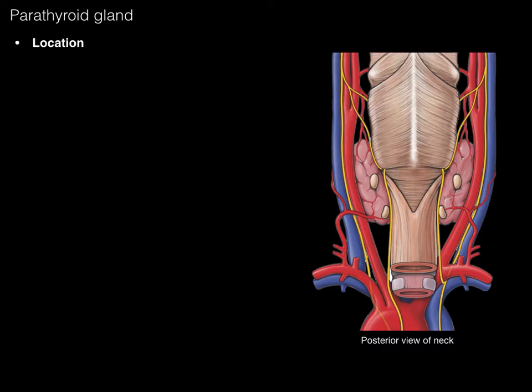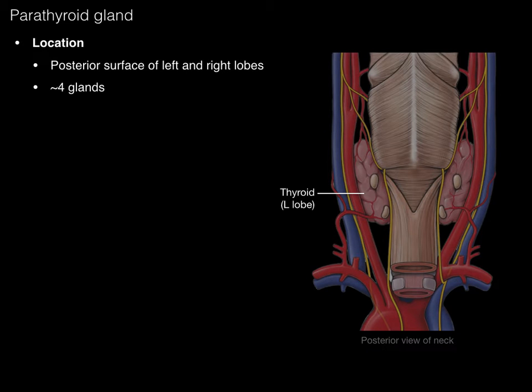Now, the parathyroid glands are located on the posterior surface of the left and right lobes of the thyroid, and there are usually four glands. So in this posterior view of the neck, there's the left lobe and the right lobe of the thyroid gland, and there's one, two, three, four parathyroid glands. And that prefix para means alongside or near, because these glands are near the thyroid gland.